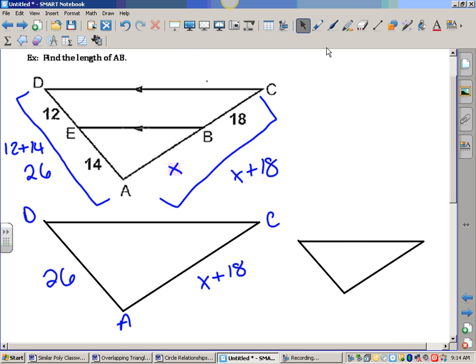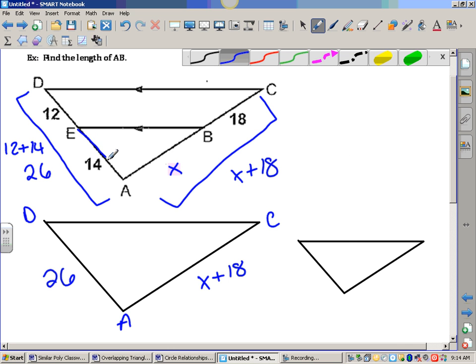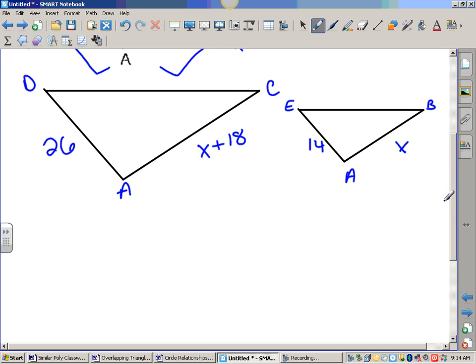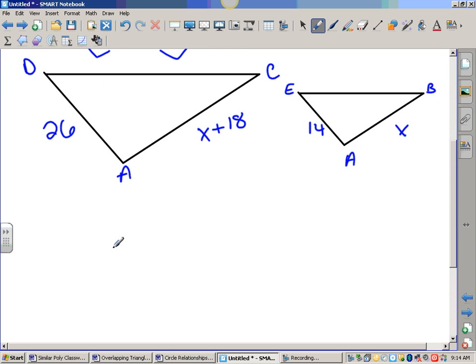Split up your smaller triangle. Again, it doesn't have to be perfect. You don't need a straight edge or anything like that. This is triangle EBA. EA is 14, AB is x. And now you've got everything you need to set up your proportion. We're looking for x. Lots of ways to set it up. As long as your cross products are the same as mine, then you set it up correctly. 26 of this triangle is to 14, as x plus 18 is to x.